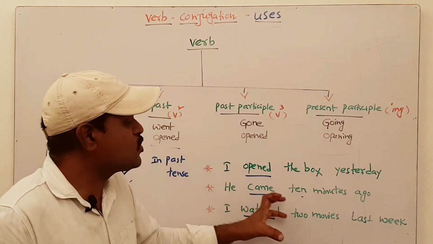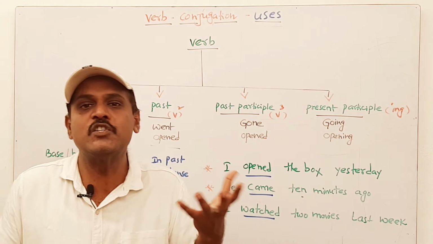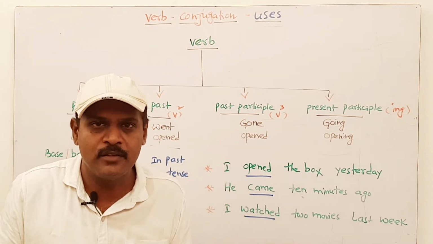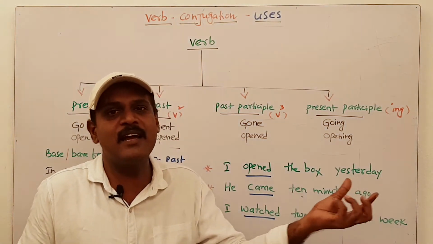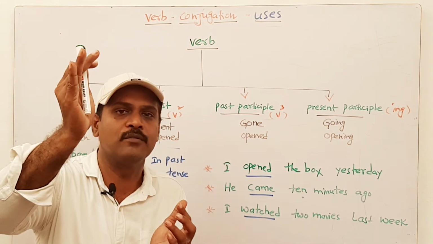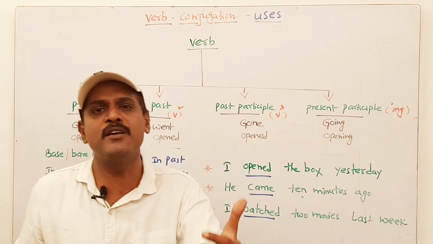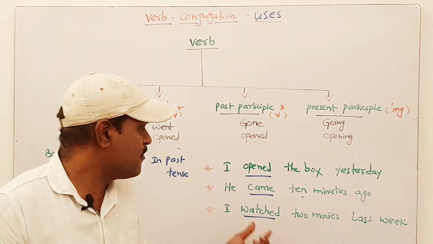Next one. I watched 2 movies last week. Last Monday, last Tuesday, last month. The word last indicates that the action is over. The action was completed some period ago. For such kinds of actions, generally we use simple past tense. In simple past tense, we usually use V2. Watched.